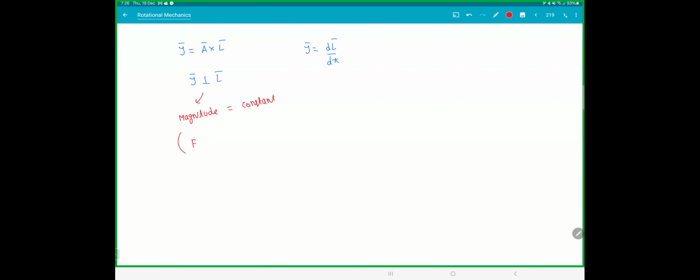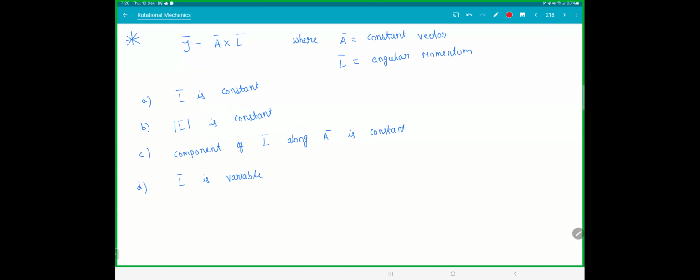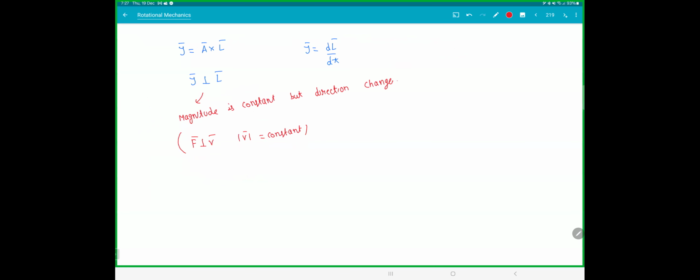And this is similar to force perpendicular to velocity, where mod V is constant. But if you apply torque, angular momentum must change. Therefore, the direction must change. Magnitude is constant, but direction changes. So from the options, the first option is gone, the second is right, L is variable. For C, in the conical pendulum, that vector is only mg bar. Now you can relate this to the conical pendulum problem.